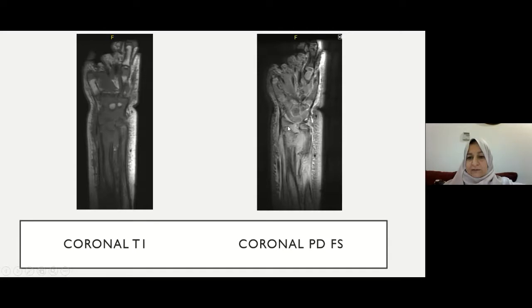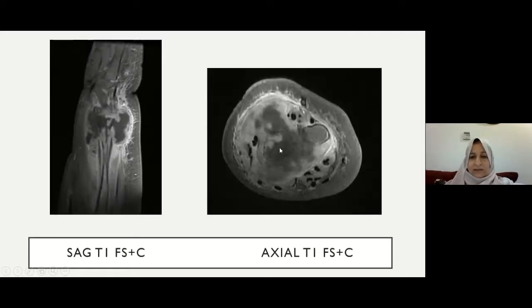In PD coronal, the focus of infection is in the metaphysis, and you can see that the infection has crossed the physis to reach the epiphysis. In this age group, you still have crossing vessels between the metaphysis and the epiphysis, and this is how the infection spreads. And by reaching the epiphysis, you will have secondary septic arthritis. In this sagittal and axial T1 fat-set contrast, you can see a large amount of collection, intraosseous, subperiosteal, and within the flexor and extensor group of muscles.